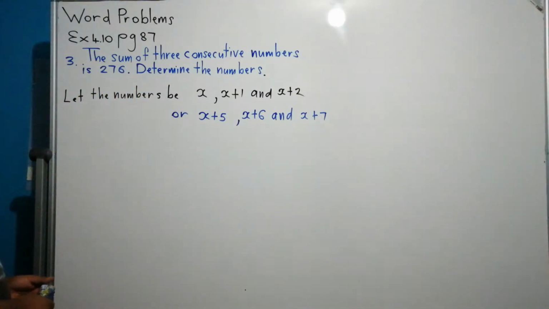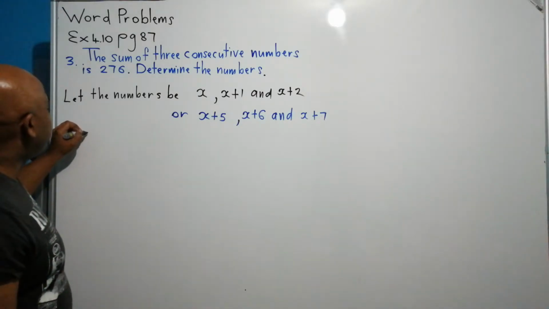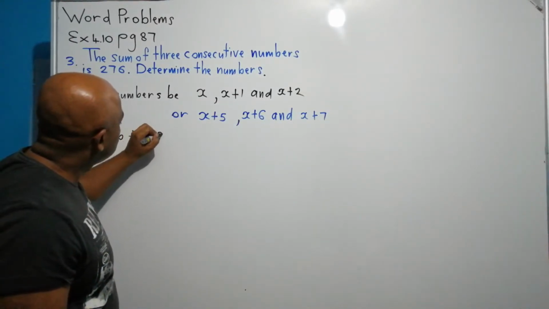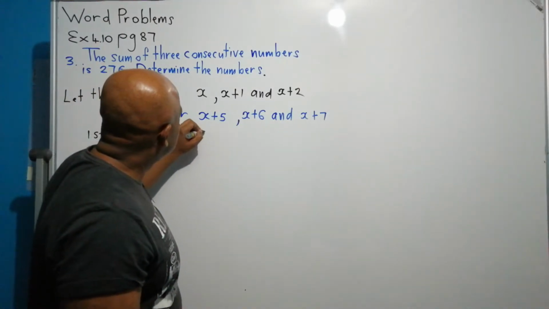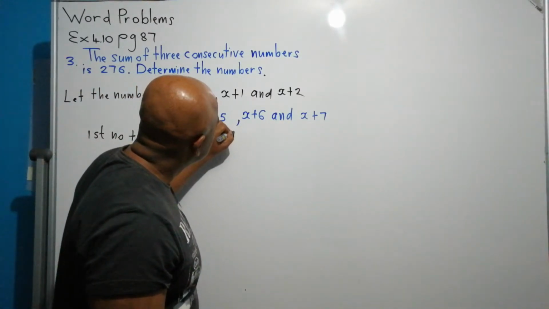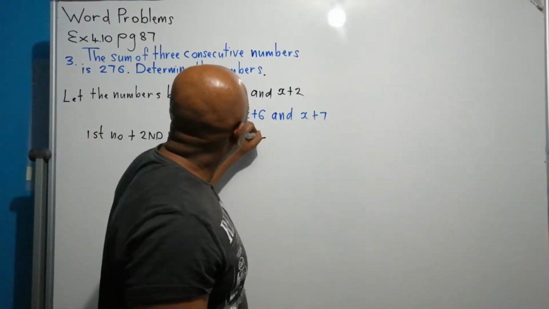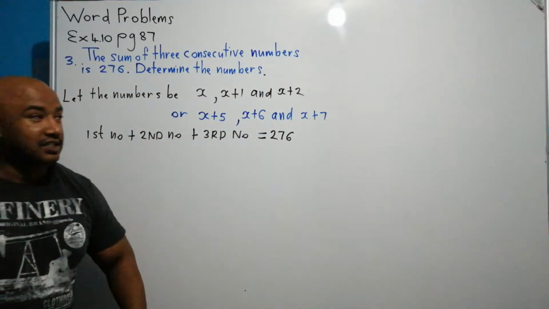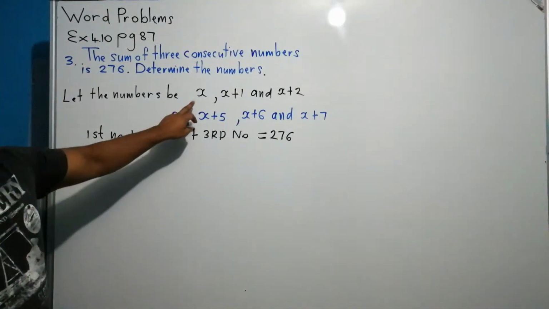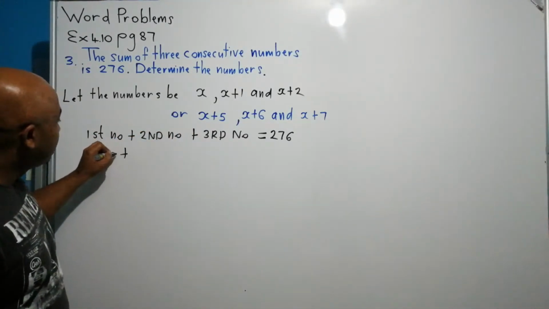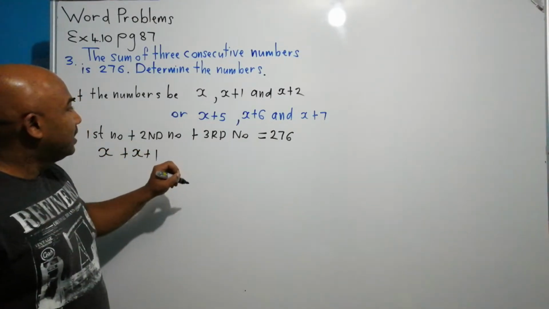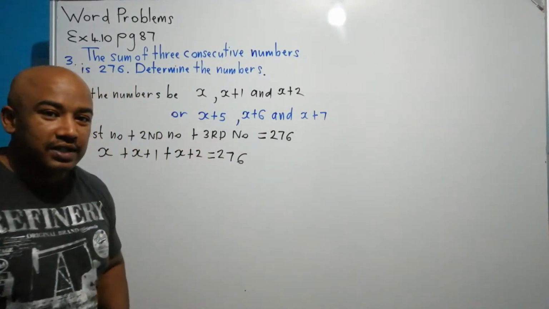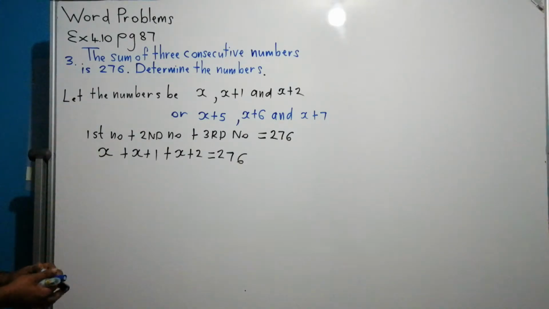So the sum of three consecutive numbers is 276. So what does that mean? It means the first number plus the second number plus the third number is equal to 276. So we identified the first number as x, the second number as x plus 1, and the third number as x plus 2, and that's equal to 276.